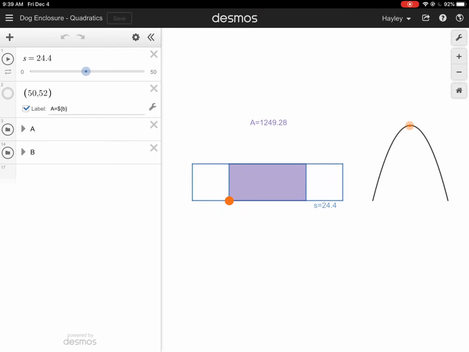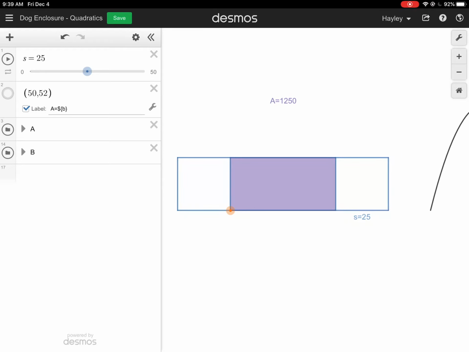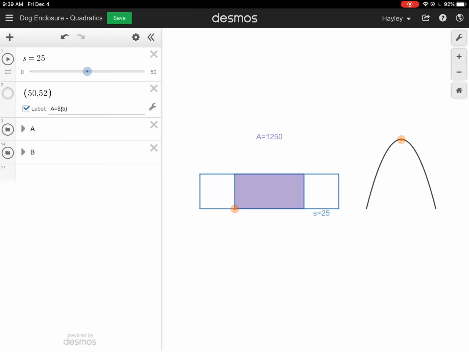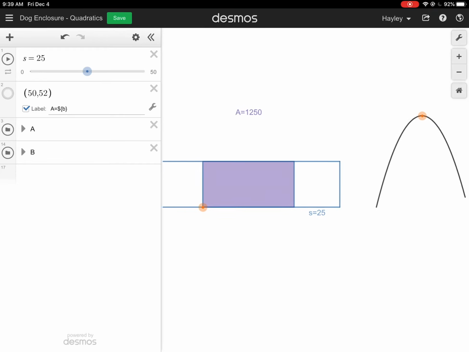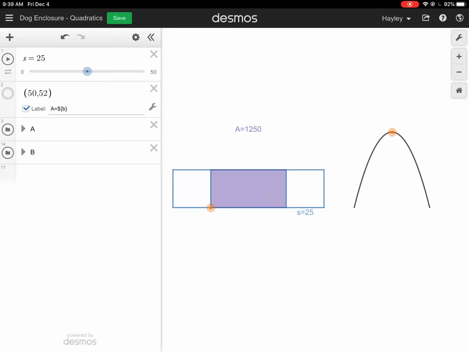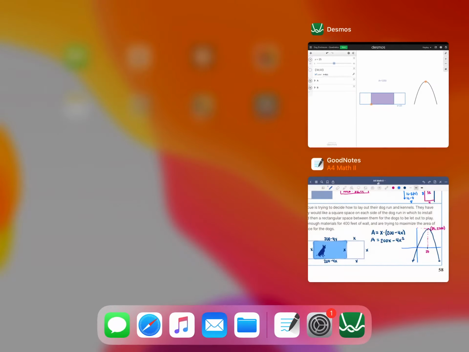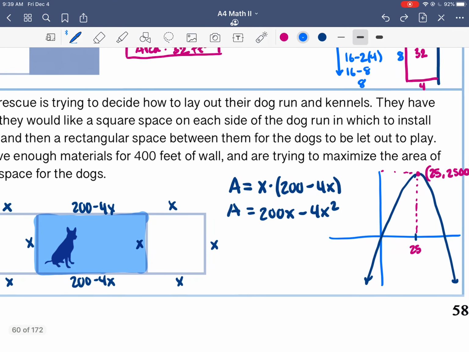And watch the area move as I move this side length. The optimal area happens about here at specifically 20, I don't know if I can get it to be exact. Oh, there you go. Exactly 25. And it's telling us the area is at 1250, but I think that's with different restrictions. So our problem is a little bit different than this, but I just wanted you to visualize what is happening here with the area of the dog run in the middle. So our optimal side length is for the short side to be 25, and we need to figure out what the long side would be with our restrictions.